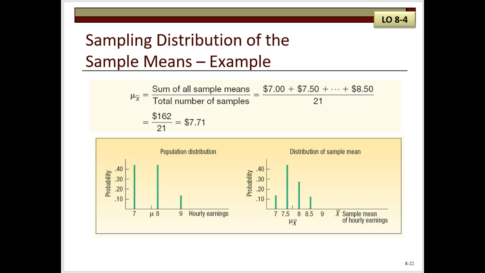Of note on this slide is the comparison of the distribution of the 7 individual observations of the population, which is illustrated on the left graph, and the distribution of the sample means, which is depicted by the graph on the right. Observe that the distribution of the sample means approximates the shape of the normal distribution.